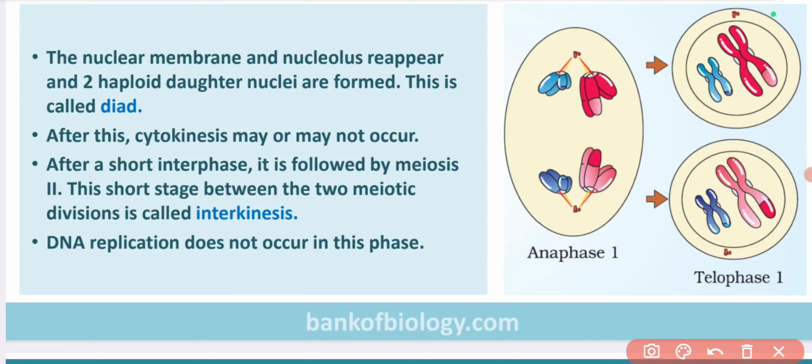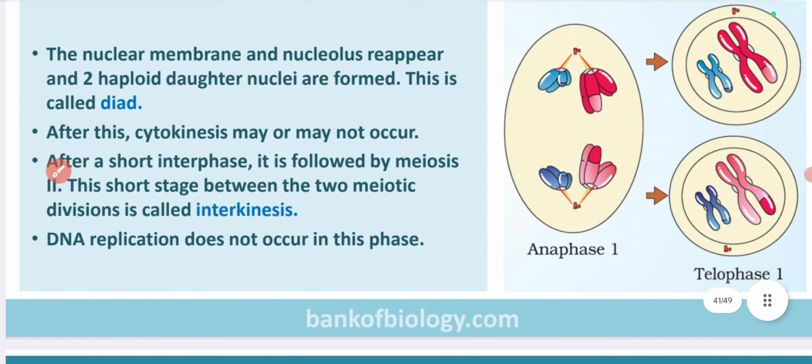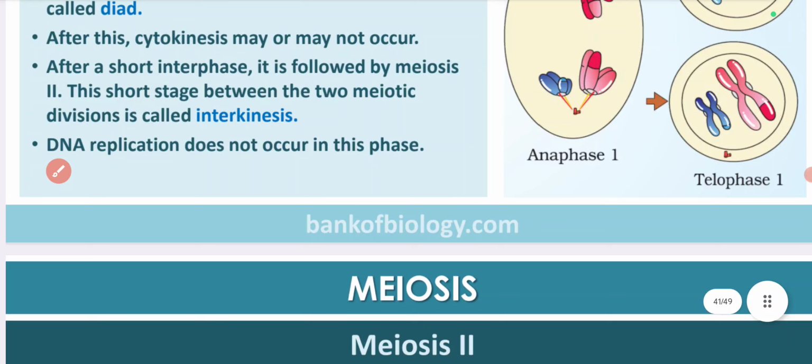After this, cytokinesis may or may not occur. After a short interphase, it is followed by meiosis 2. This short stage between two meiotic divisions is called interkinesis. In interkinesis, there is no replication of DNA.